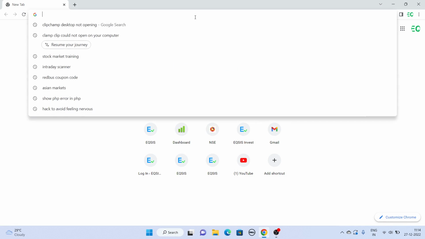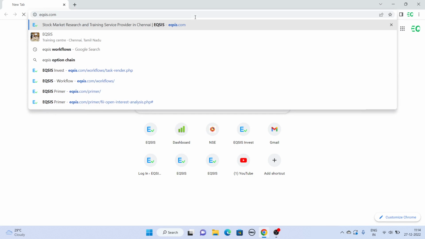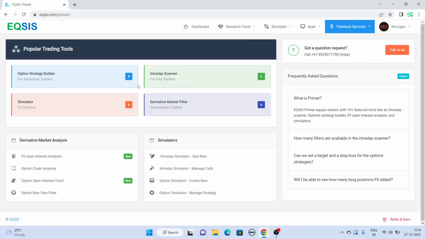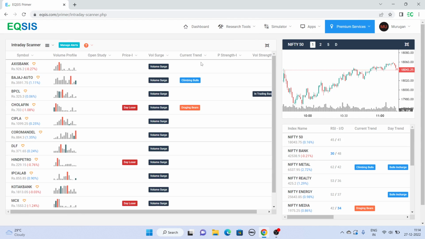Let me quickly take the screen and give you more detail. To begin with, you can go to a website called EQSIS.com. There you see the section called Apps. You can get into Primer, and of course, you need to log in to access the platform called Intraday Scanner. Once you get into this Intraday Scanner, you have three sections. The first one is the stock selection tool. On the right-hand side, you have a quick glance at the charts, and underneath you have a sector-wise view.